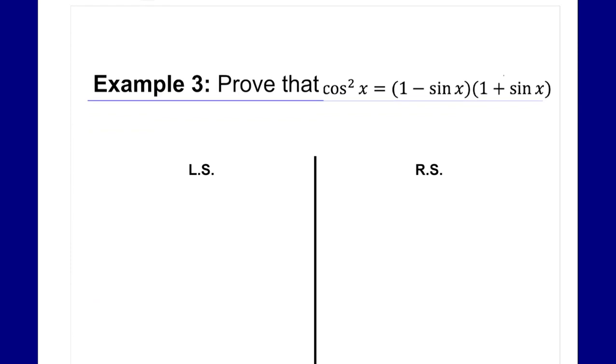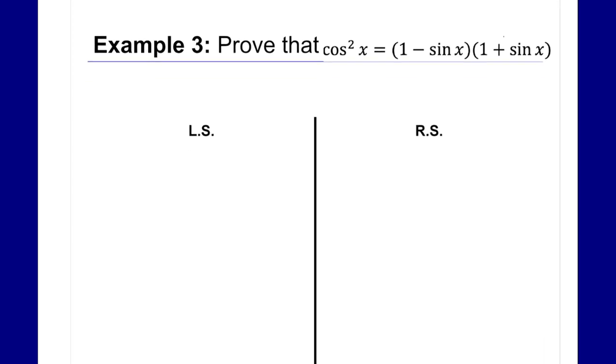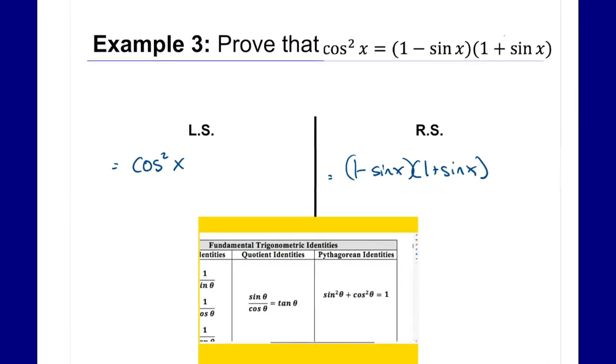Cos squared x equals 1 minus sine x times 1 plus sine x. So again, I'm just going to start by breaking them up, writing out the left side, cos squared x, and on the right side, 1 minus sine x times 1 plus sine x. So where can we start? Well, let's pull up our trig identities and see what we can use.